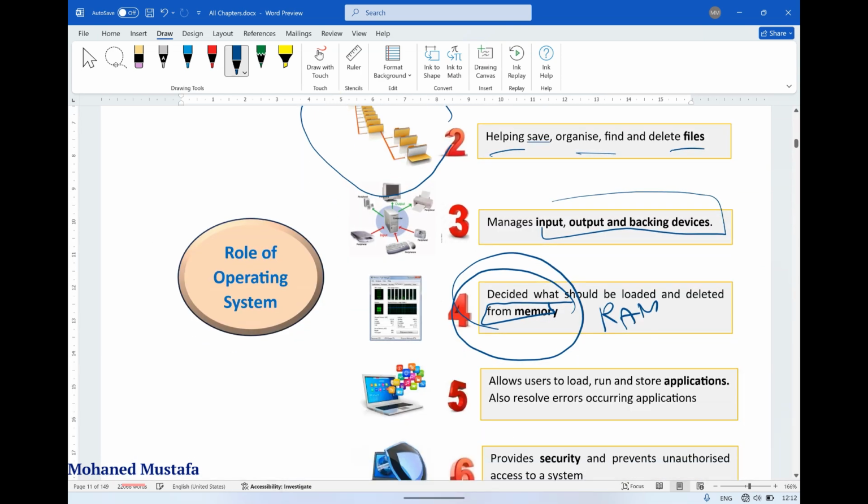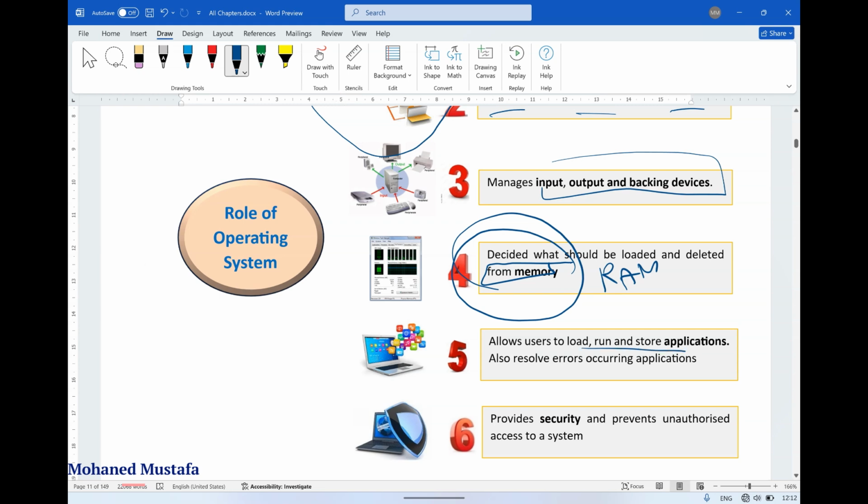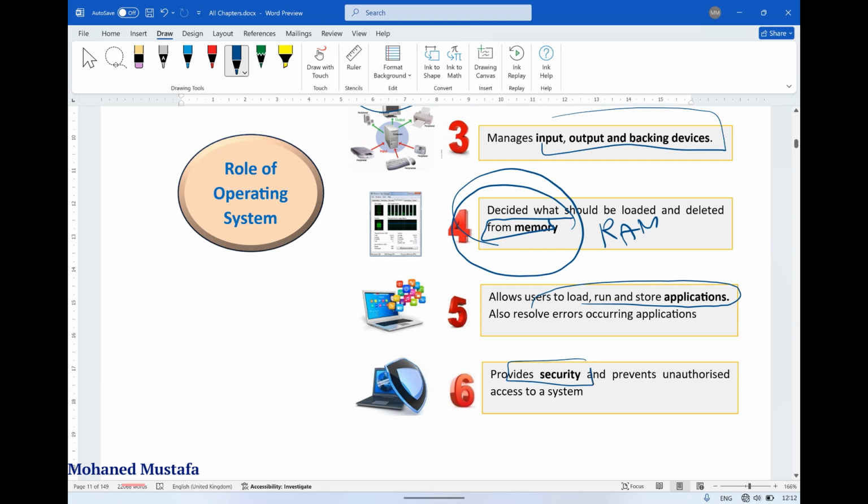What else? It allows you to run, download, and upload apps and files, isn't it? If you have an operating system, then you can now install and start downloading apps. Without it, can you do it? No.